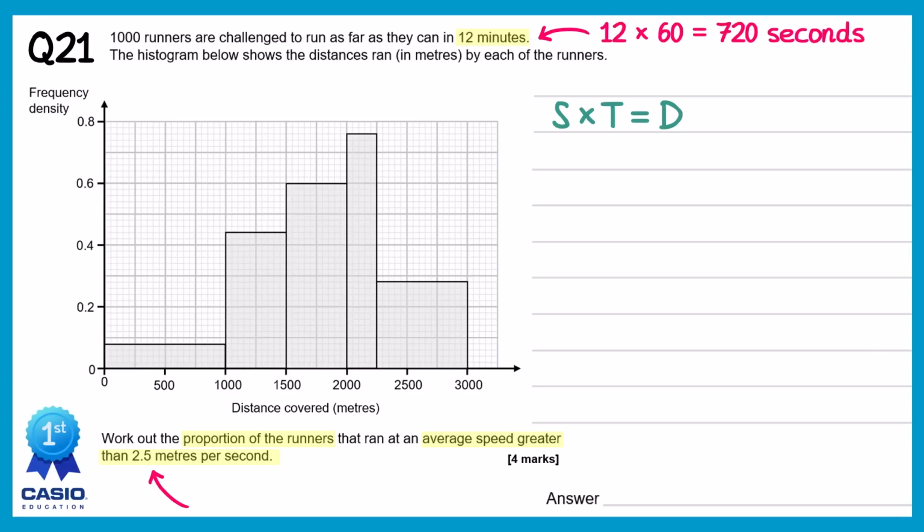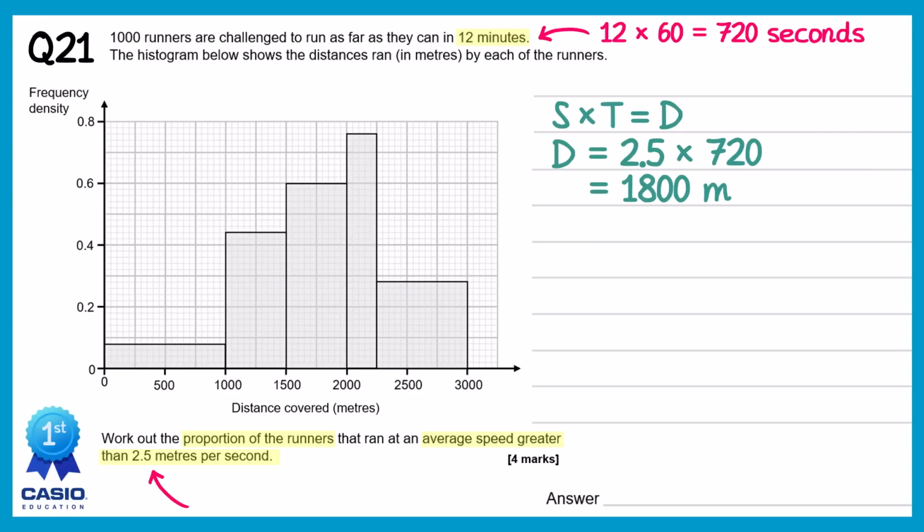If somebody ran at exactly 2.5 meters per second for 12 minutes, then we could work out the distance they travelled by doing distance equals speed, 2.5, multiplied by the time, 720. Doing this on your calculator will give you 1,800. So someone running at 2.5 meters per second will run a distance of 1,800 meters. We need to look for runners that are running faster than this, which will have therefore travelled more distance than this. So we're looking for all of the runners that ran more than 1,800 meters.